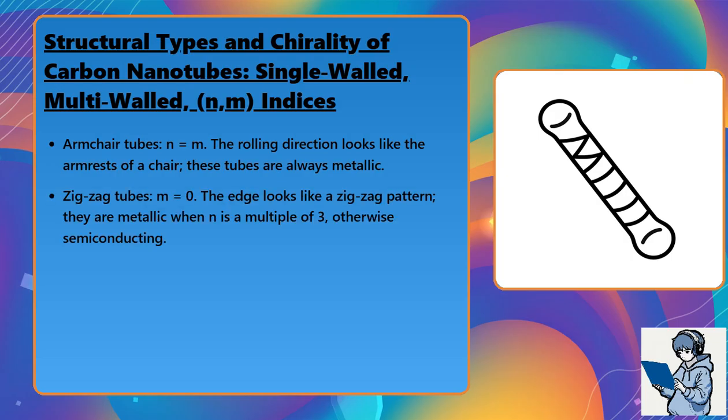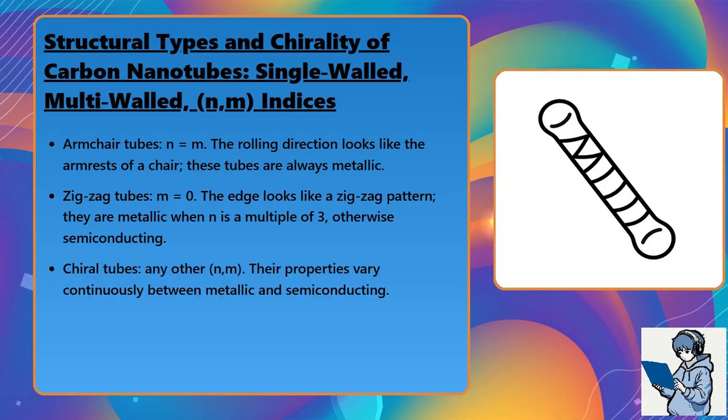Zigzag tubes, M equals 0. The edge looks like a zigzag pattern. They are metallic when N is a multiple of 3, otherwise semiconducting. Chiral tubes, any other (N,M), their properties vary continuously between metallic and semiconducting.